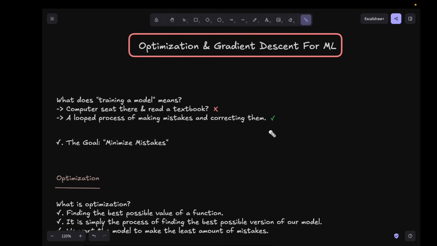Today, we are going to look under the hood of almost every modern machine learning algorithm. We are going to explore the engine that drives learning. It's a concept called optimization, and its star player is an algorithm called gradient descent. So the goal of optimization is minimizing the mistakes. This is the goal of today's session. So let's dive in. First, let's talk about optimization.